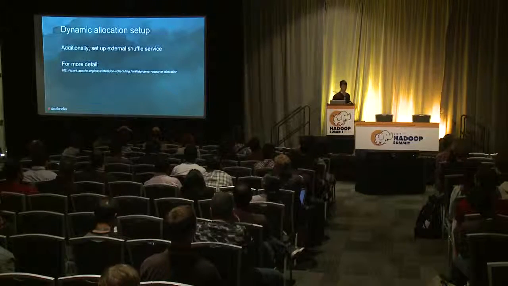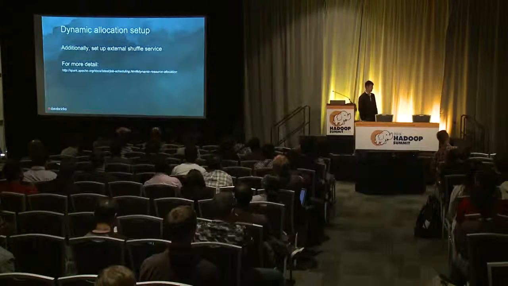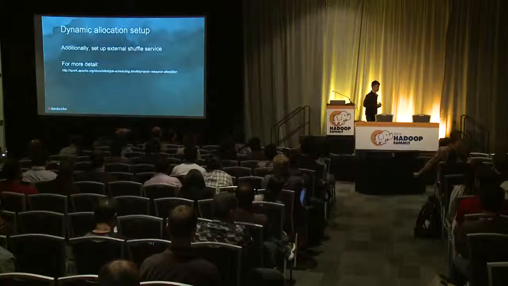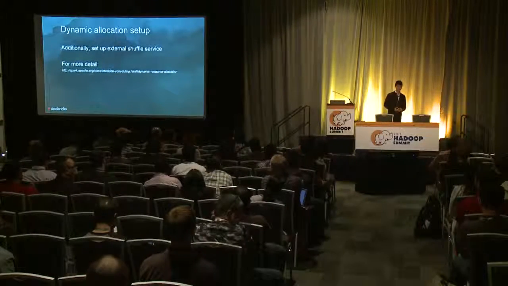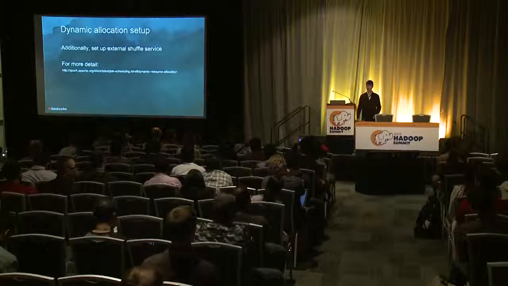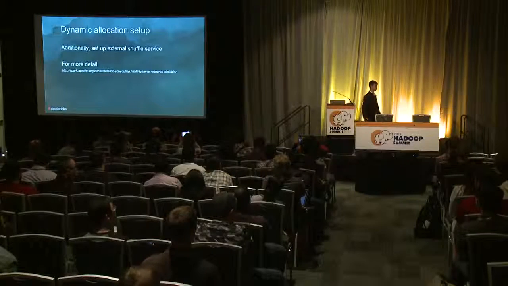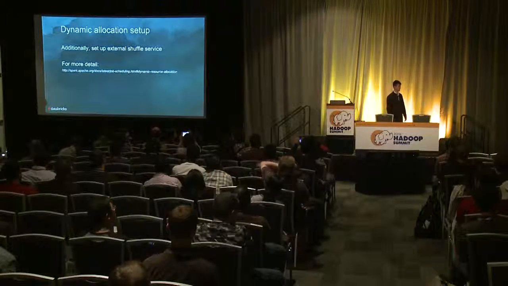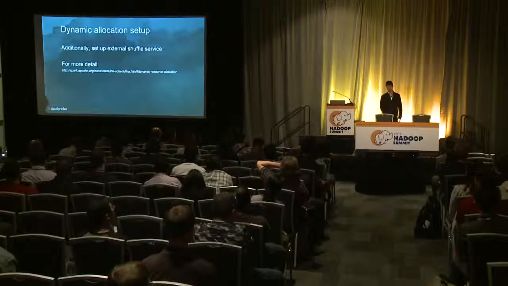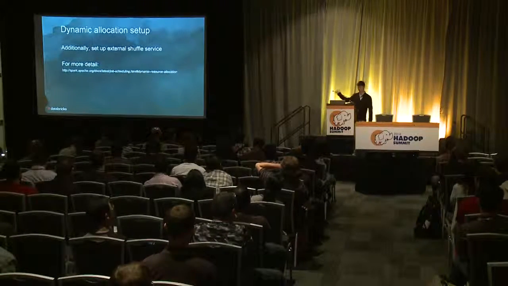Additionally, you also need to set up this external shuffle service. What it does, in a nutshell, is preserve the shuffle files written by executors that you're about to kill. Once you kill the executors, otherwise they would just clean up their shuffle files and you would make no progress in your application. And that's why it's necessary. Then again, I'm not going to spend a ton of time talking about this here. More details are in the docs.